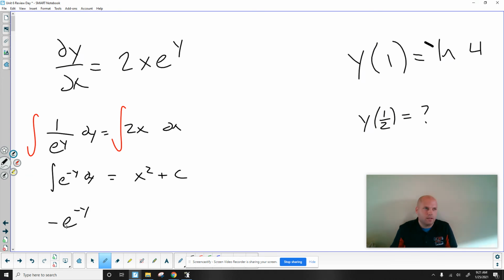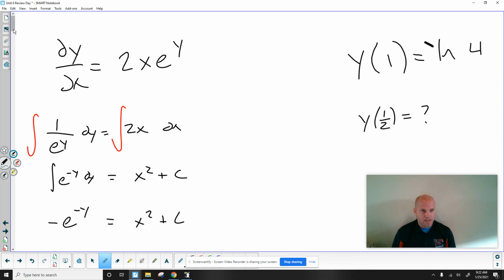How do you know that? Like, think about the derivative. Take the derivative of your antiderivatives. You should get what you have in the integral. Like, if I took the derivative of this, I'm going to get e to the negative y.